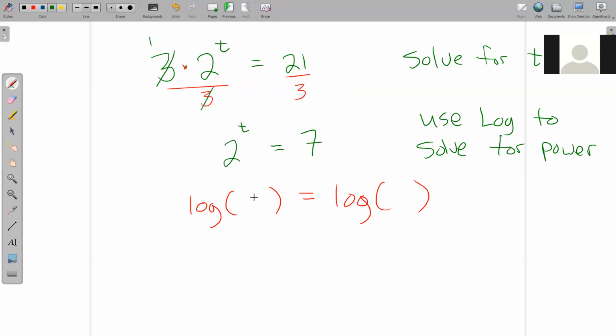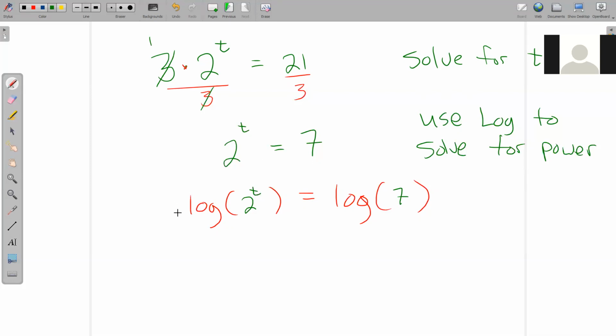And on the left side, I have a 2t. And on the right side, I have a 7. And so I just write log of the left side equals log of the right side. Okay. So now I use the power rule.